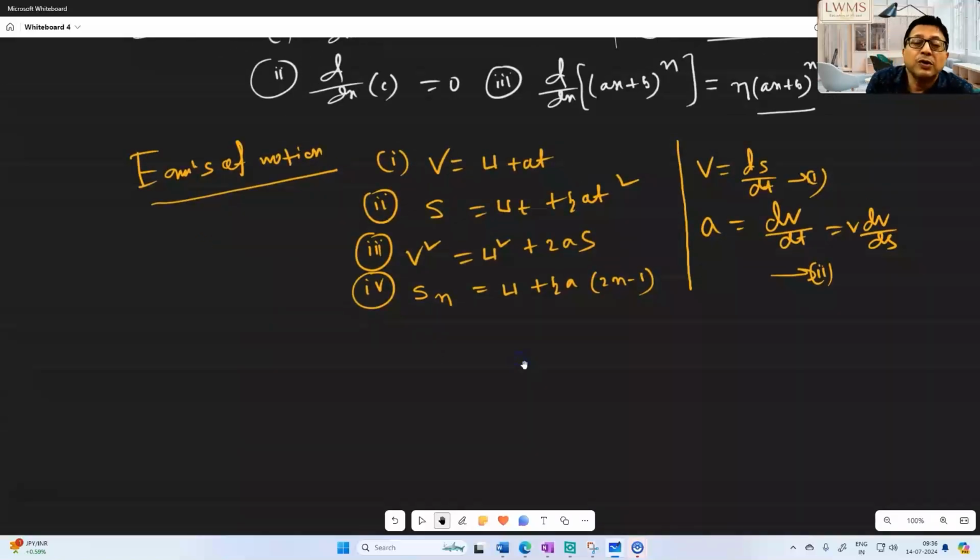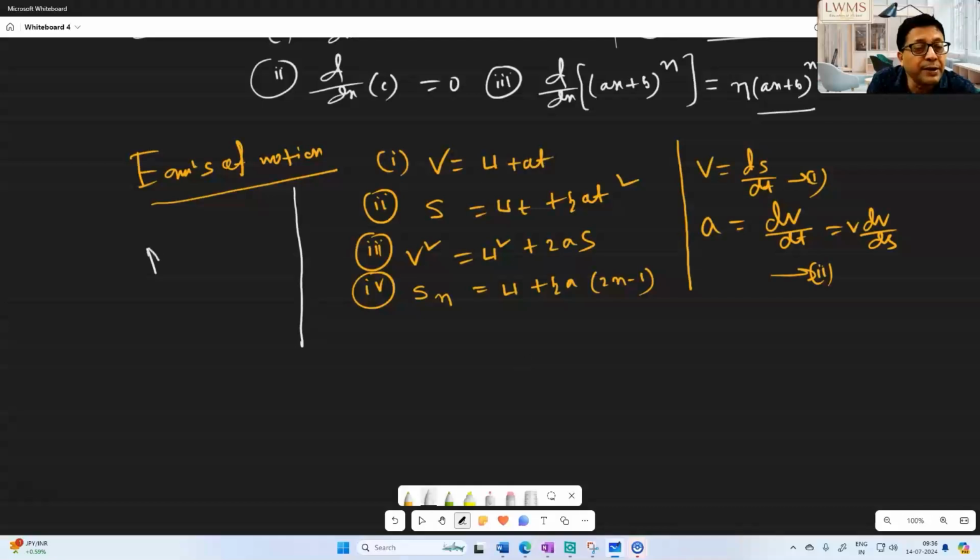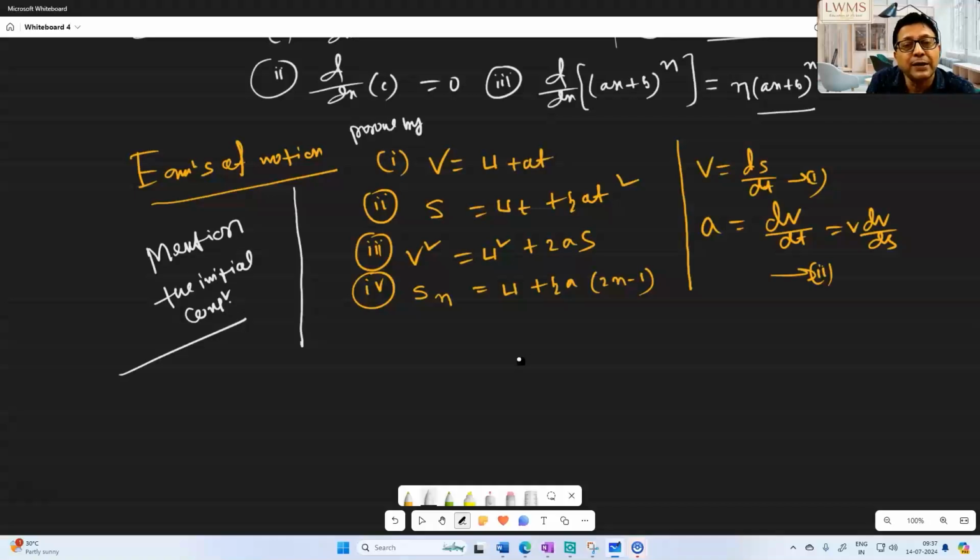Okay. When you are going to prove all these things, remember proof is required for school based examinations only. Every time, in a proof, you must mention the initial condition and then start deriving. And they can ask you to prove it by graphical method also. This is proved by calculus, and proved by graph also.